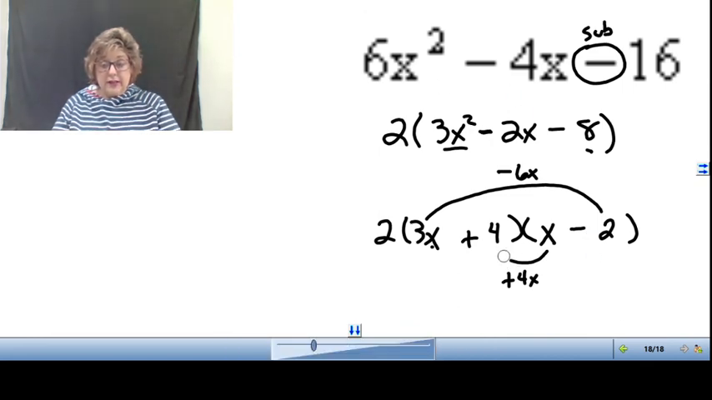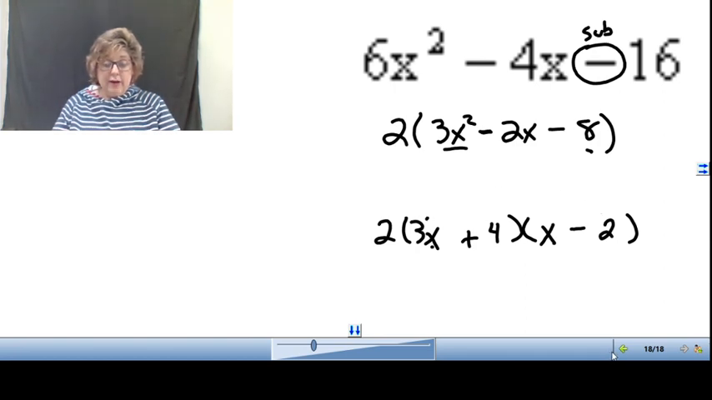Now, I can take this away, and I can take this away now, and it is now factored. I hope this helped you a little bit with your factoring and understanding how to break it down, maybe in a little different way. Y'all have a great day.